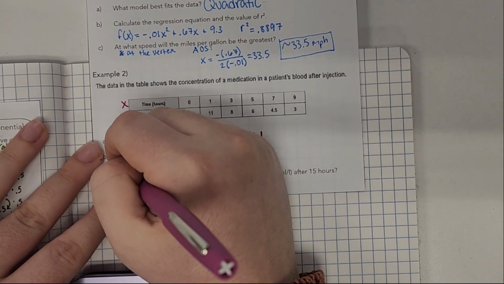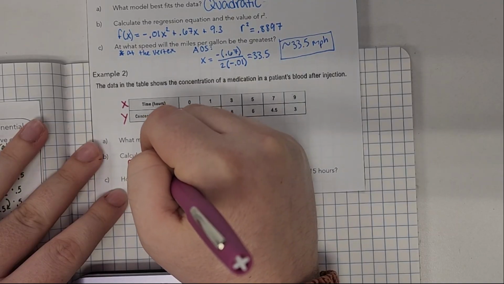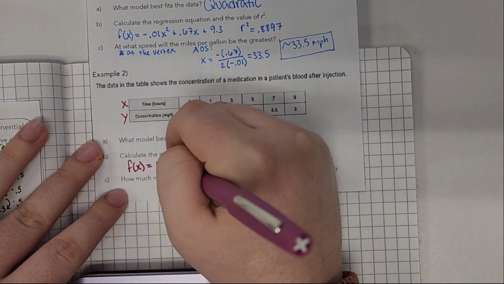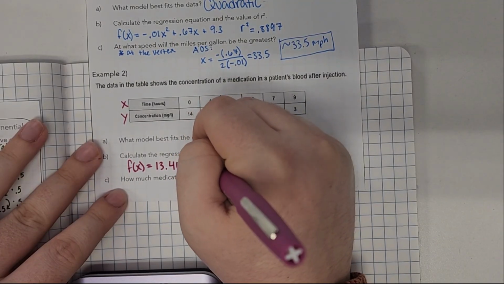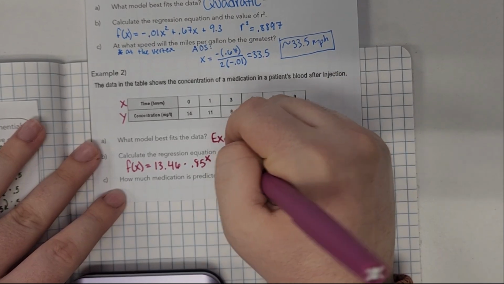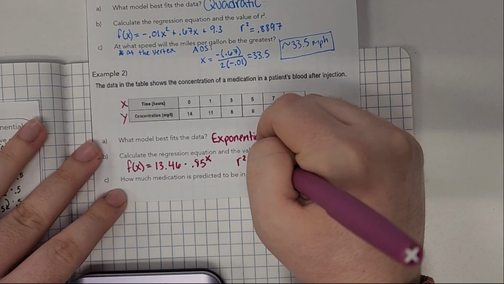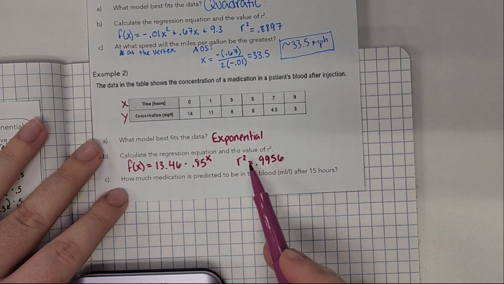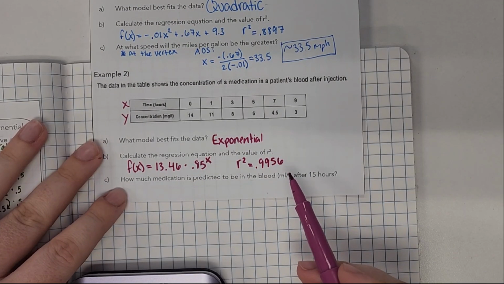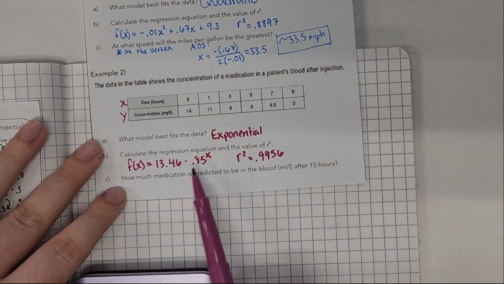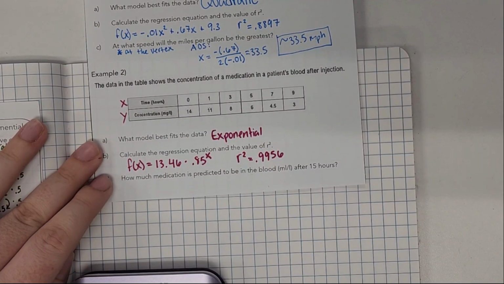So once again, I'm going to have a function, f of x is equal to a, which we found to be 13.46, times b, which is 0.85 to the power of x. And then my value of r squared is 0.9956. And this is very close to 1, which indicates to me that this is a very good regression. My predictions using this equation are going to be extremely close to what the actual values will be.